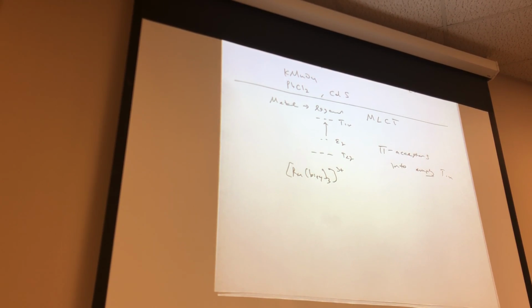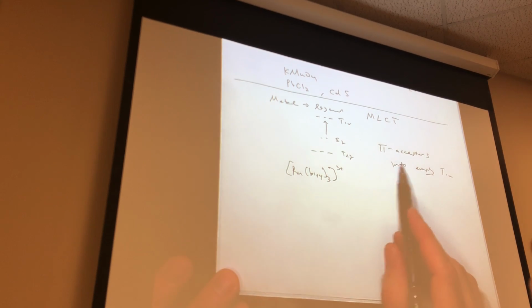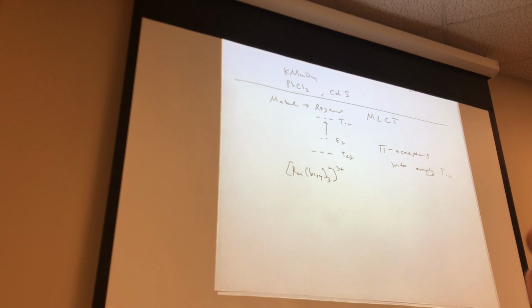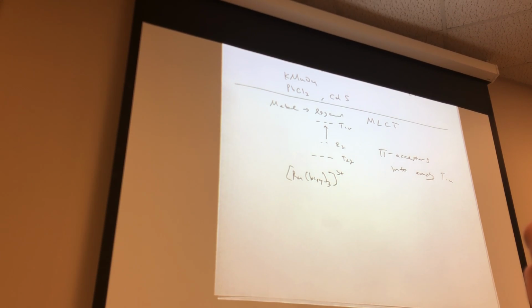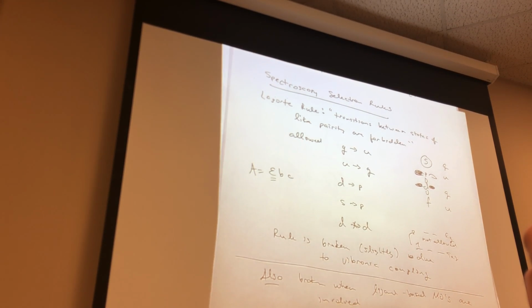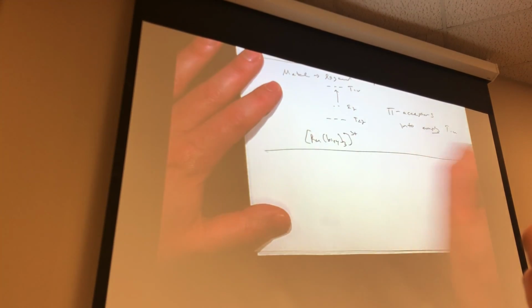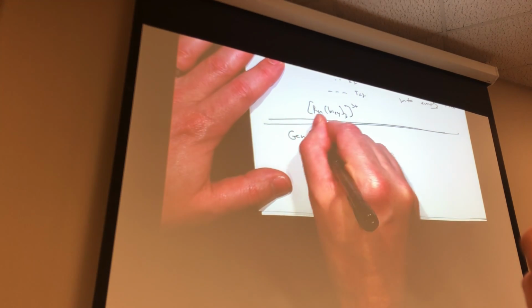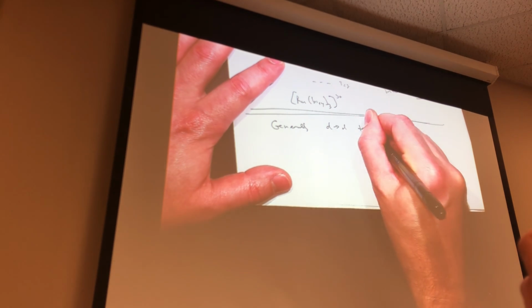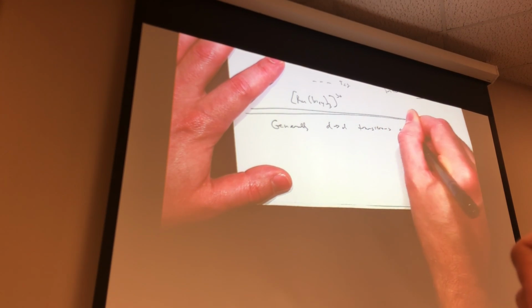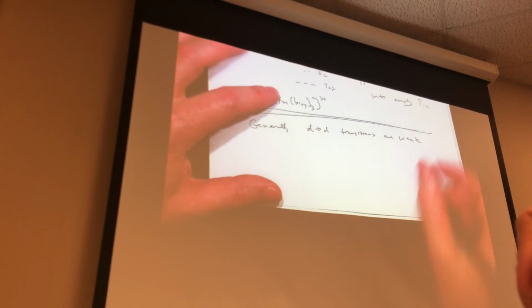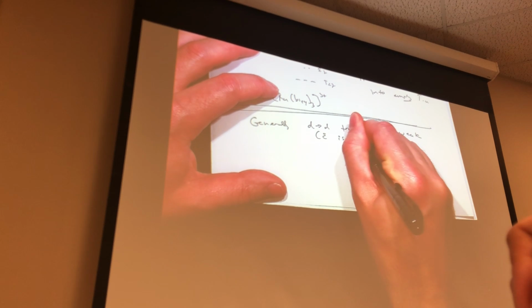But since it's a pi acceptor, it exhibits this metal to ligand charge transfer. So anyway, these are two ways to break the first of our two spectroscopic rules, which is the Laporte rule. But generally, if I summarize here, d to d transitions are weak, meaning their molar absorptivity, epsilon, is low.